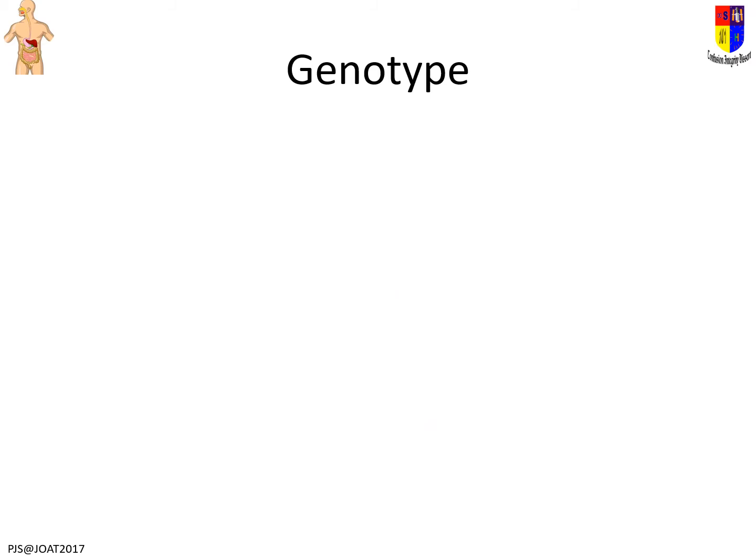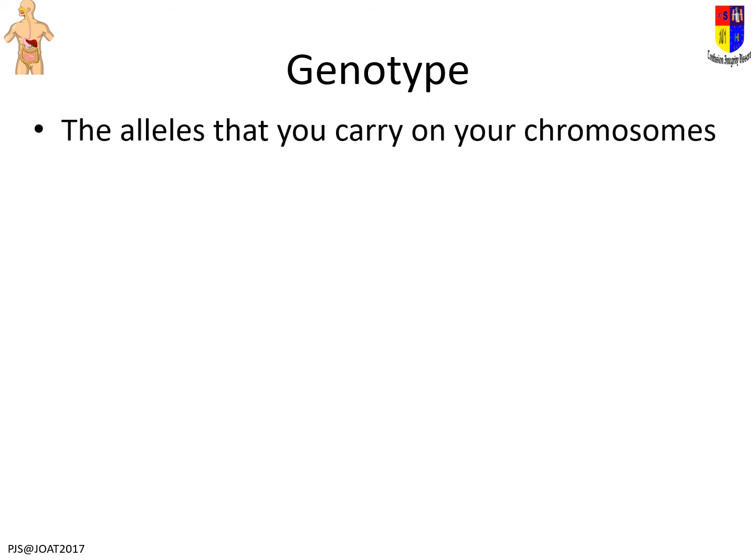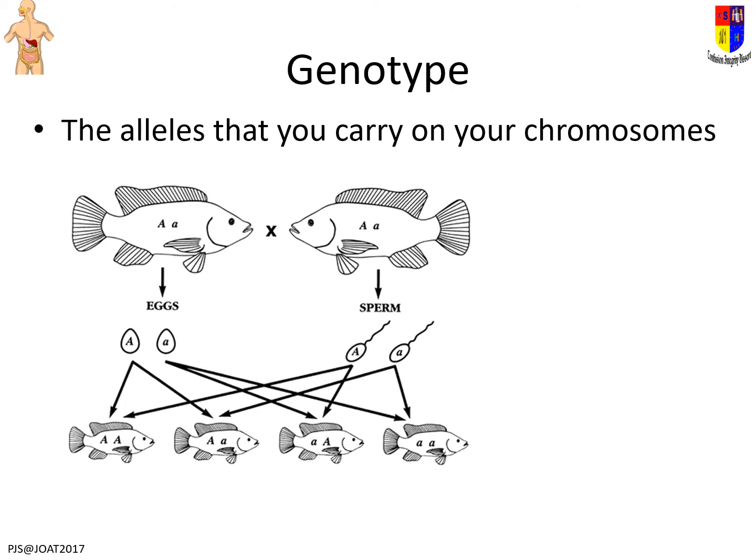We also have our genotype. Okay, so the phenotype is what you can see. The genotype is what is actually inside you. So what you're carrying on your chromosomes, the alleles that you have present. So in this case, these are the letters I was saying. So in this fish here, they have a big A and a little a. And this fish also has a big A, little a.